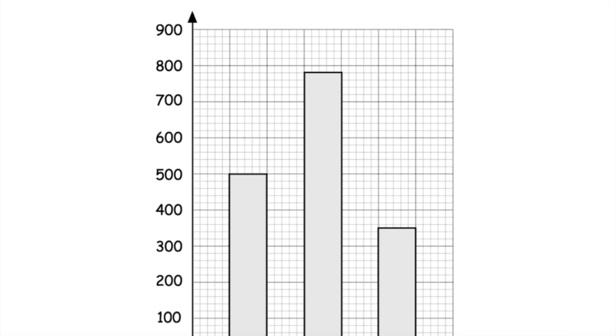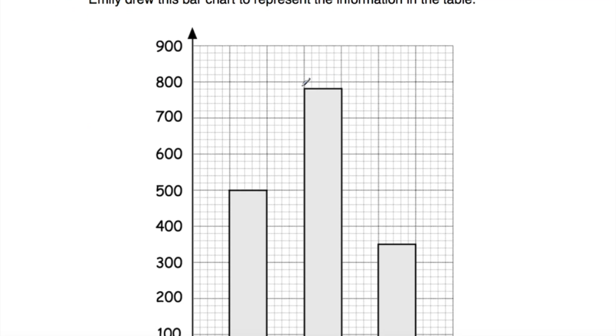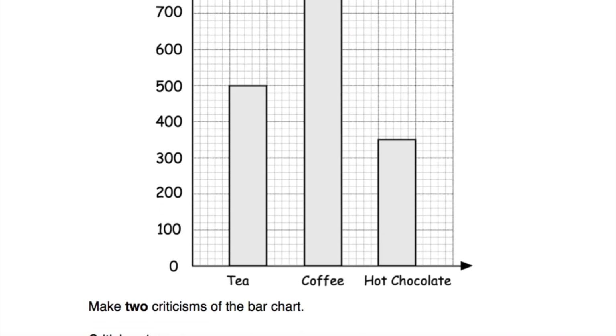It should be 790. So here, let's write down what number this is. We've got 700 and 800 with 5 little boxes between them. They're not going up in tens, because that would be 710, 720, 730, 740, 750. It must be 20s: 700, 720, 740, 760, 780, 800. So that's £780 in terms of the height of that bar, and that's for coffee.